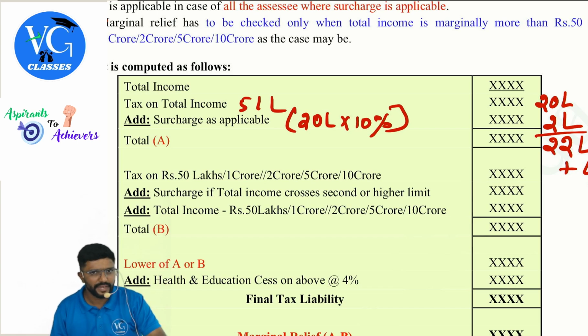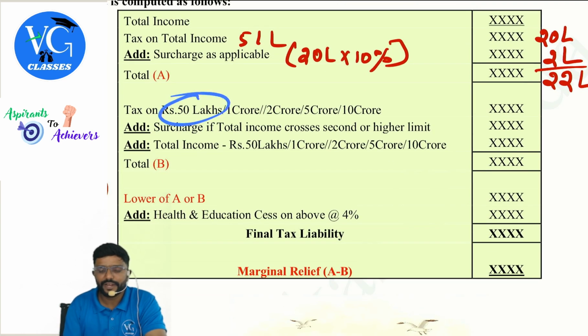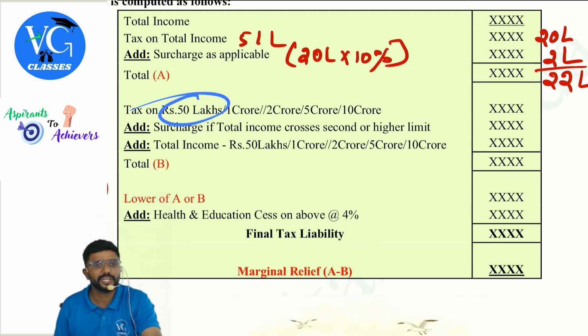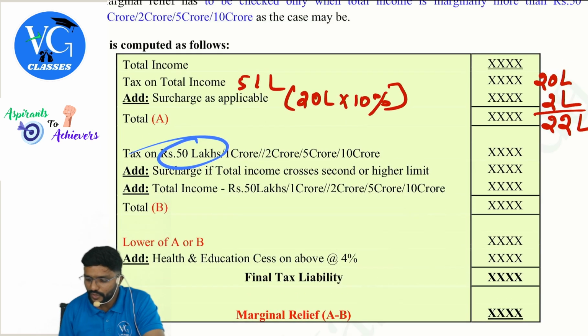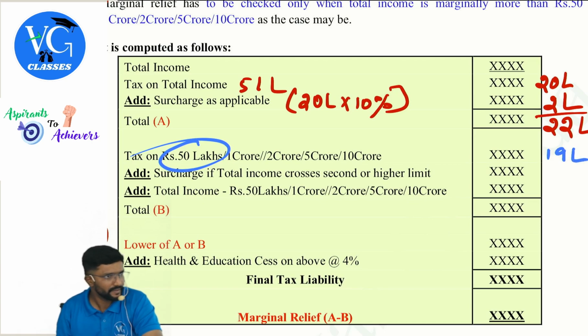That's all. But sir, my income is slightly more than 50 lakhs, and I want to check the relief. Can I check it? Yes. Check it. Now, what is the figure I have crossed? Why is surcharge applicable for me? Because my total income has crossed 50 lakh. Calculate tax on 50 lakh. Assume I am randomly taking the figure. It is coming to 19, let me take 19.7 lakh.